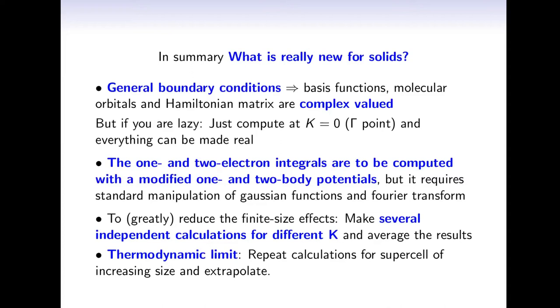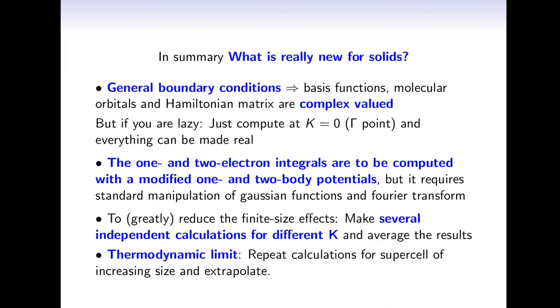And in many papers, some recent papers, people are just very lazy. So what they do is they say, okay, I will compute only k equals zero, which is called a gamma point in the Brillouin zone of the super lattice, a super gamma point, if you want. Never mind. And everything can be real in that case, because it is symmetric in the k-space, and okay, you take the real part and it works. That's if you are lazy. But the second thing is just that you have to modify your subroutine calculating the one and two electron integrals with this modified one and two body potential, which are just standard manipulations. That's not a great deal.